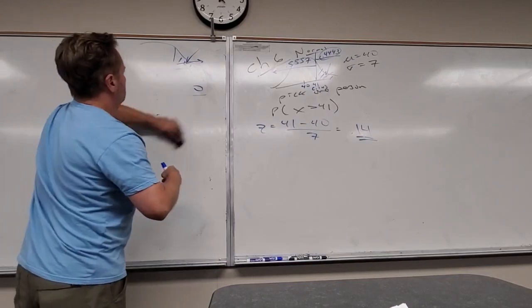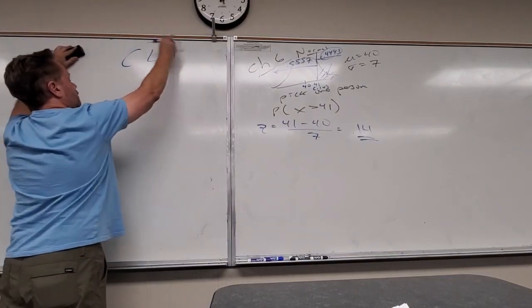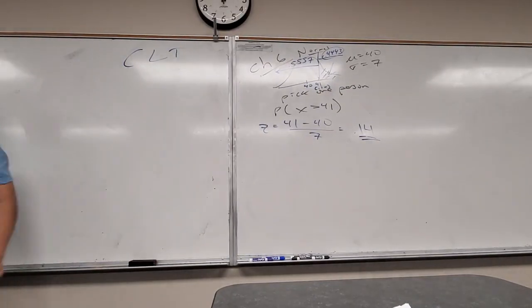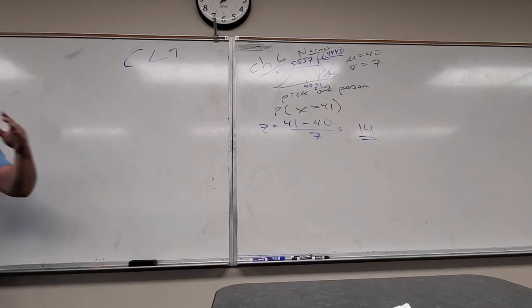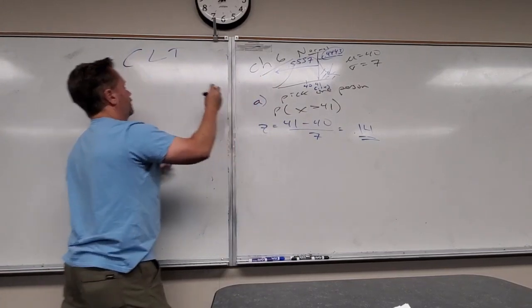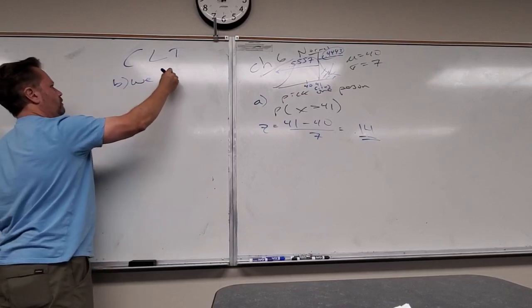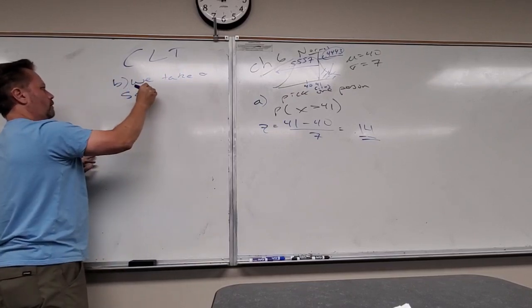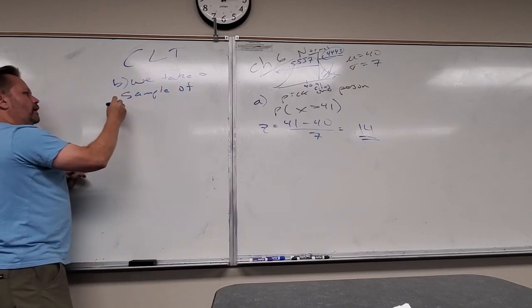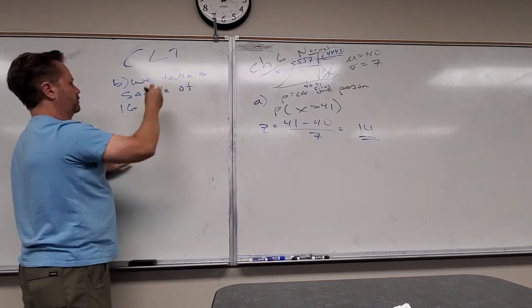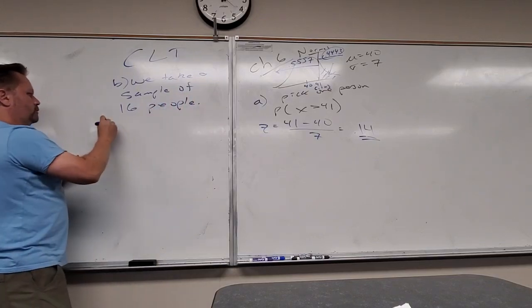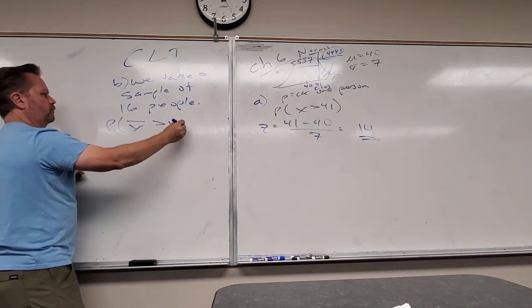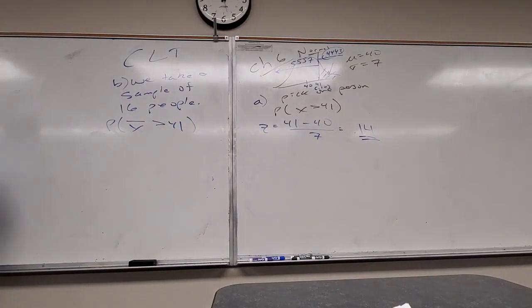Chapter 7 kicks in. So the central limit theorem kicks in when I take a sample and I ask a question about the sample mean. So if this is my problem, this is part A. And part B says we take a sample of, what do we got? 16 people. What's the probability that the sample mean age is more than 41. Because the one thing Chapter 7 actually changes, nuts and bolts.